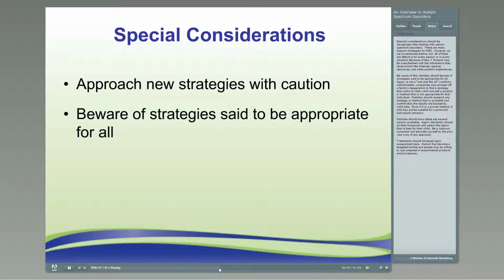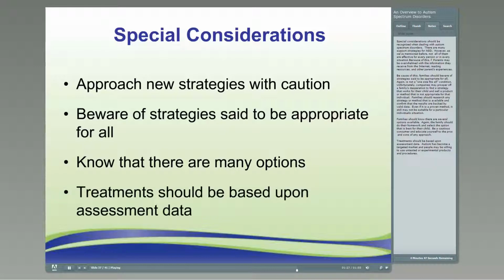Families should research any strategy or method that is available and confirm that the results are backed by valid data. Even if it is a proven method, it still may not be suitable for a particular individual's situation. Families should know there are several options available. Again, the family should do their homework and select the option that is best for their child.